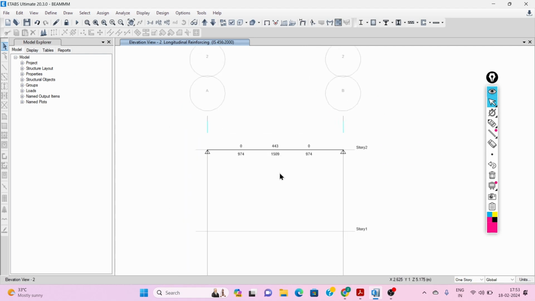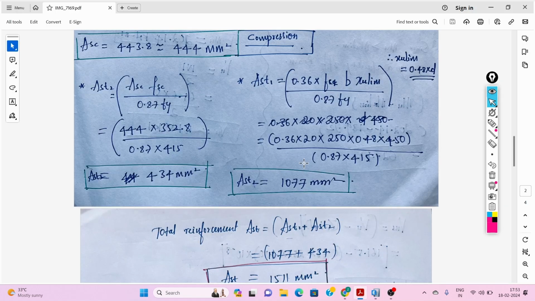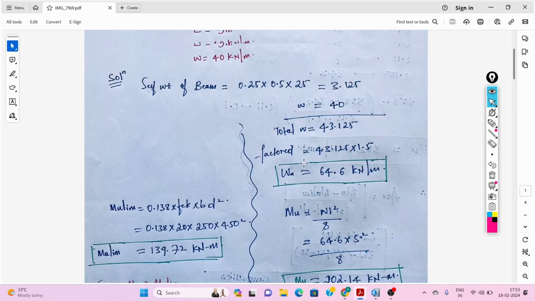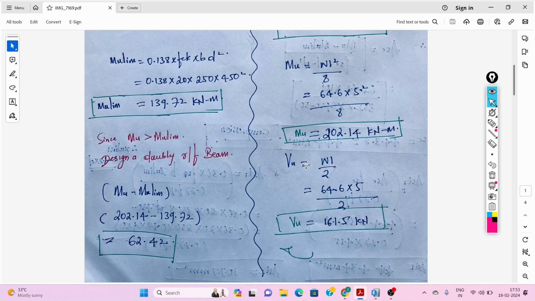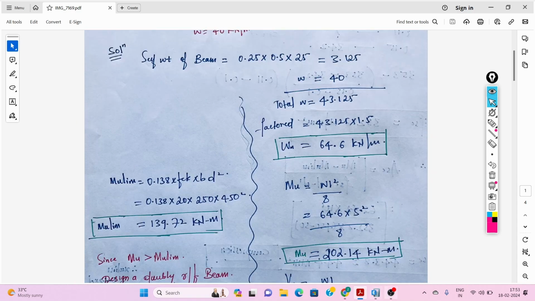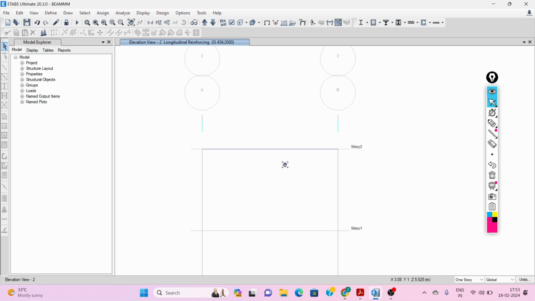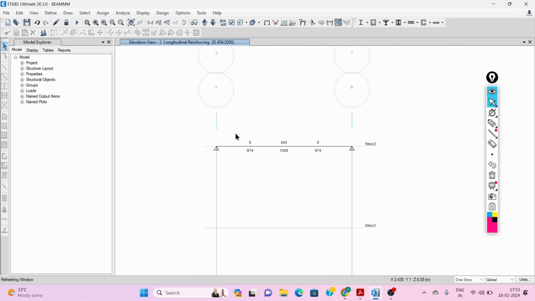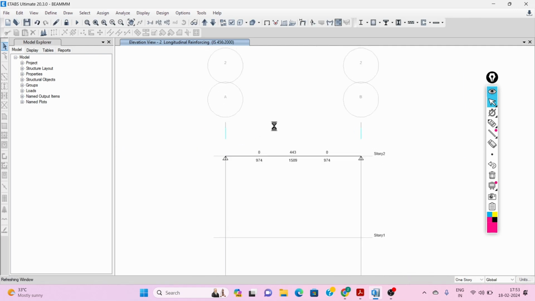This is the design of the simply supported beam, the doubly reinforced simply supported beam, that we have seen manually as well as in ETABS. This is all about manual and ETABS comparing results of the beam. Thank you very much.